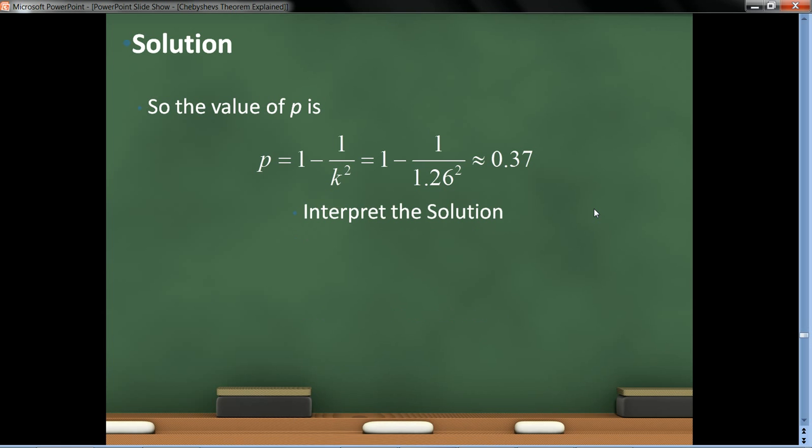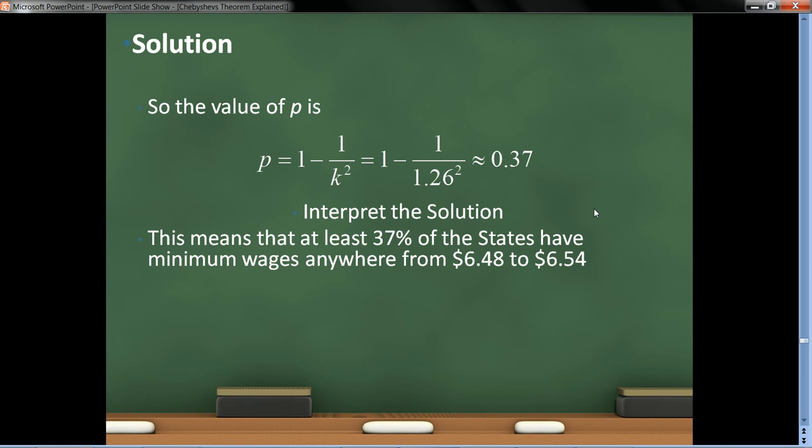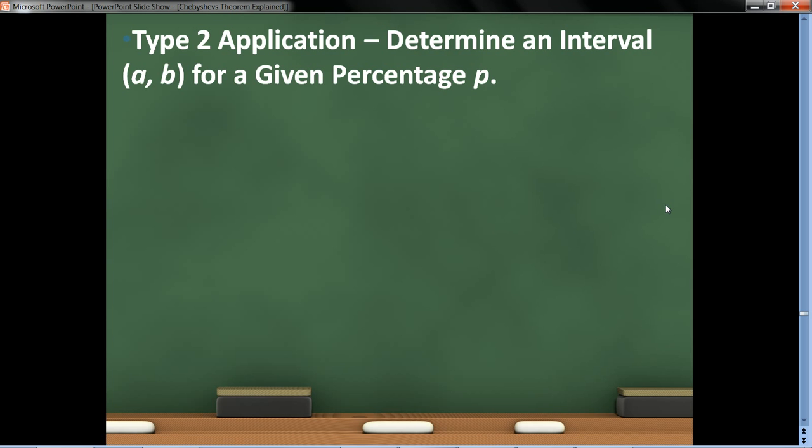Now let's interpret the solution in terms of the problem situation. This means that at least 37% of the states have minimum wages anywhere from $3.51 to $9.51. Notice we're talking about 37% of the states, not 37 states, and it could be more, and probably is. If we had the exact data values, we could find out. So that's the first type, where we're trying to find the percentage.